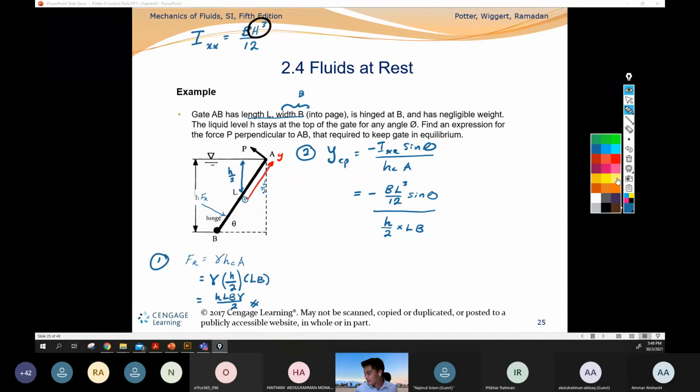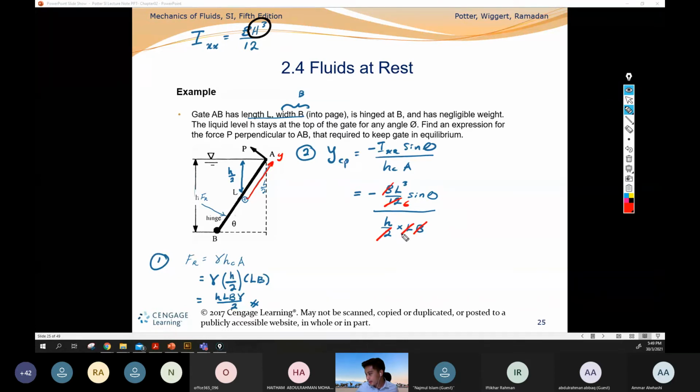Can you simplify? You can simplify B. 2, 12, which is 6. L with L, the power of 2. Alright, so what do you have left here? Right, so what you will get here is actually negative L squared over 6 sine theta over H. Okay, so from here, you need to apply moment.